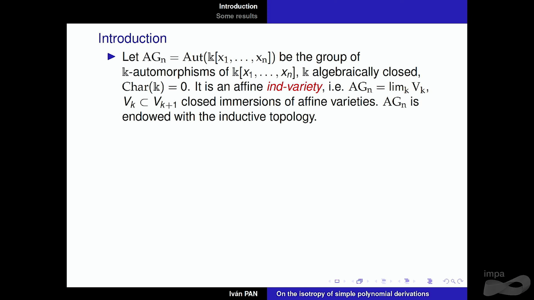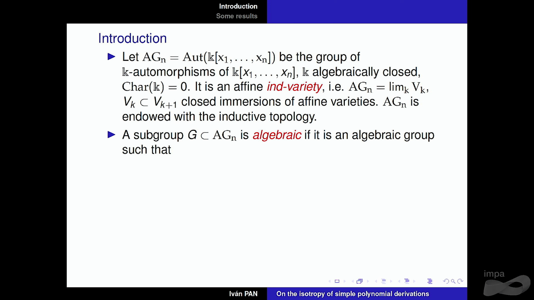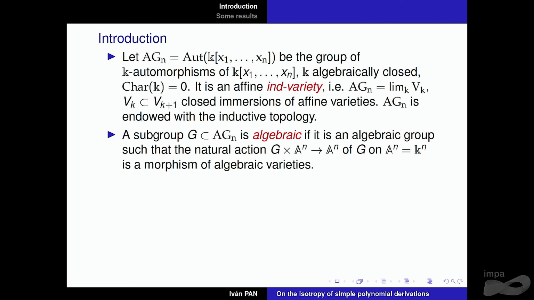And then it is endowed with the inductive topology, that is, a subset F is closed if the intersection of F with every Vk is closed. Okay? And then a subgroup of the automorphism group is said to be algebraic if it is an algebraic group in the classical sense, such that the natural action on the affine space is a morphism of algebraic varieties.